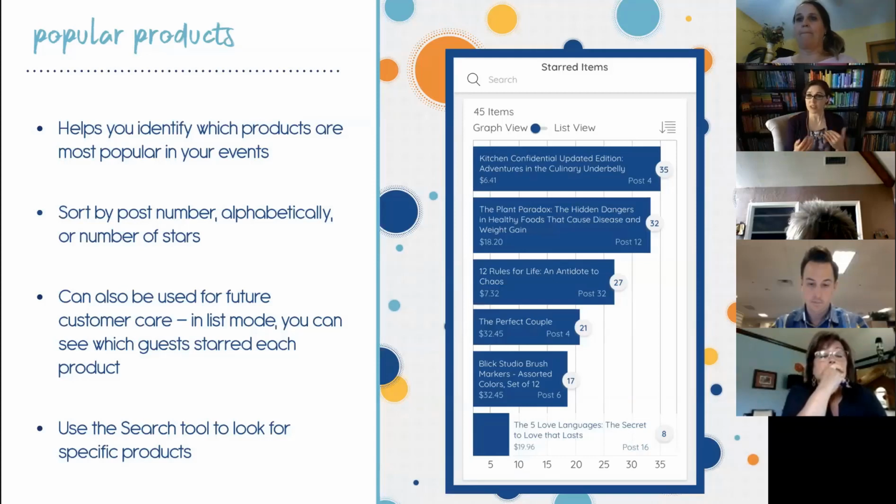So you're able to sort it in lots of different ways. You can see that sort tool up on the top. So sorting by post number, alphabetically, number of stars, any way that you want to take a look at it, you're able to do that. This is something that I like to use for future customer care as well.